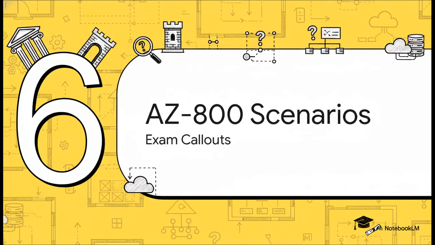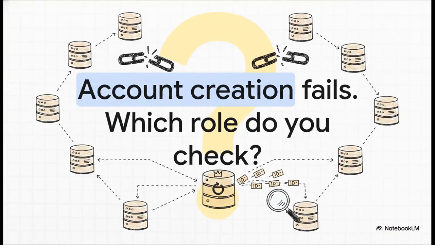Finally, Section 6, Exam Callouts. Let's tackle some AZ-100 scenarios, because Microsoft really loves testing these specific edge cases. Imagine you're taking the exam and you get a scenario where suddenly no one can create a user or computer account across the domain. Boom, your immediate diagnostic answer needs to be the RID master. Specifically, you want to verify if the RID master is online and check if the local domain controllers have completely burned through their allocated RID pools.